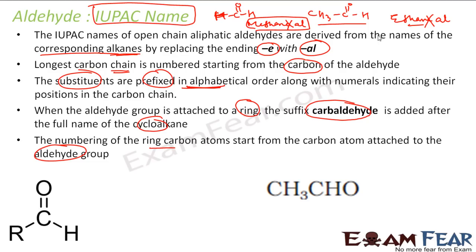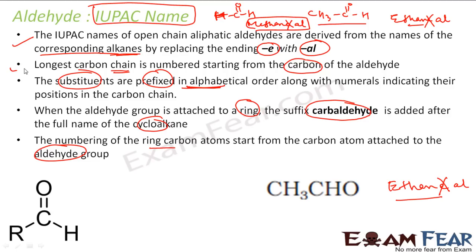We'll take some examples, for example, CH3COH. We have already taken this actually. This is nothing but ethanal, right? Because this is derived from ethane. So this is ethanal. Correct? So you take ethane, you cut this E and put Al. So this becomes ethanal.